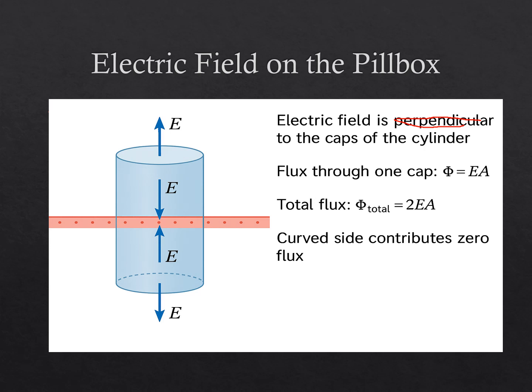flat caps, and we have done the calculations, and we can see the total flux through the flat caps is 2EA, and the curved side has zero flux because the electric field is parallel to the curved side. That means theta is equal to 90 degrees and cos theta will be 0. So basically the total flux of the curved side will be 0. So this is basically the summary of the electric field on the pillbox.